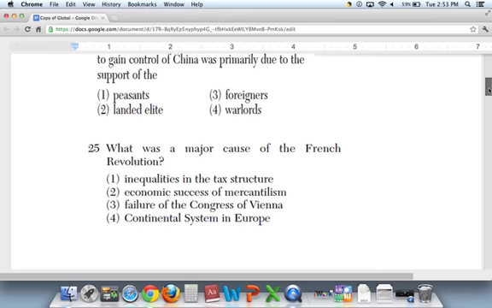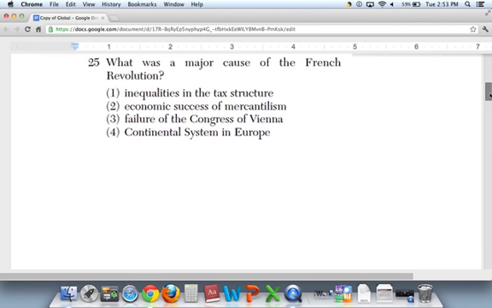Okay, 25. What was the major cause of the French Revolution? 1. inequalities in tax structure, 2. economical success of mercantilism, 3. failure of the Congress of Vienna, and 4. continental system in Europe.